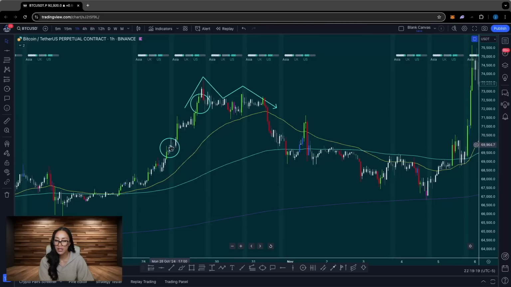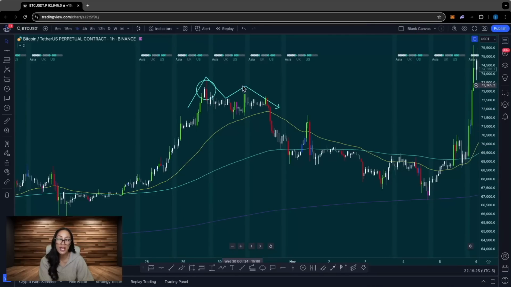For the first side of the M formation, we want to see the market makers show up with bearish candles, or what we like to call a stopping volume candle. Think of a stopping volume candle as someone slamming on the brakes to slow the momentum to the upside.